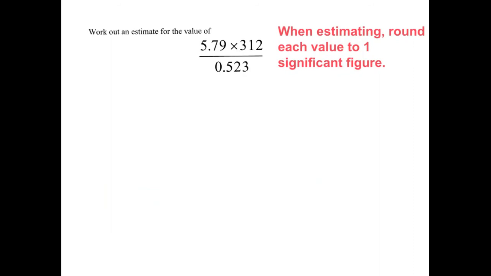Okay, in this example, the same thing. We need to remember that when we're estimating, we round each value to one significant figure. So looking here, slightly more complicated this question. This first figure here is in the units column, so we're going to round that to the nearest unit. So that's going to become 6. This second value here, the significant figure, is in the hundreds column, so that will round to the nearest 100, so that's going to be 300.